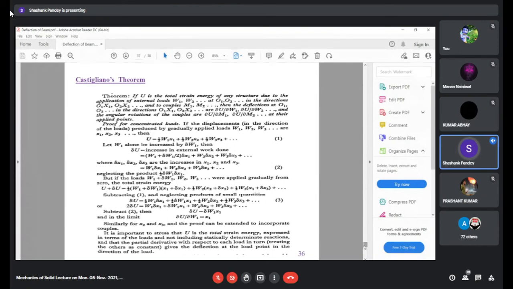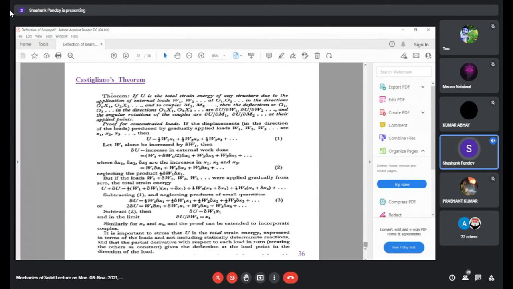If X1, X2, X3 were the initial displacements, there will be an increase in the corresponding displacements by del X1, del X2, and del X3. So we will subtract the initial value of strain energy from the changed value of strain energy, neglecting this small quantity, that is del W1 into del X1. These are small quantities. We will neglect this. So we will end up with del U upon del W1 is equal to X1.